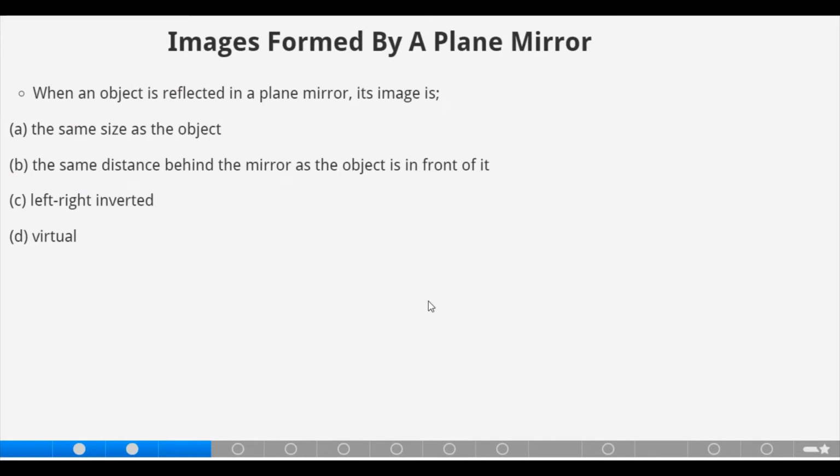Okay, image formed by a plane mirror. When an object is reflected in a plane mirror, A, its image is the same size as the object, B, the same distance behind the mirror as the object is in front of it, C, is left-right inverted, and D, it is virtual.